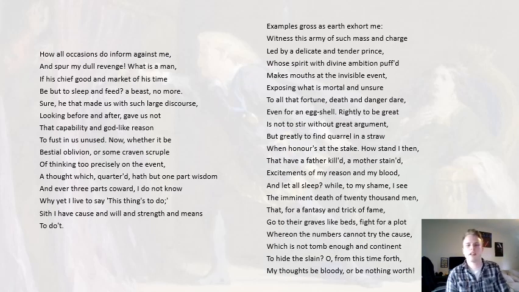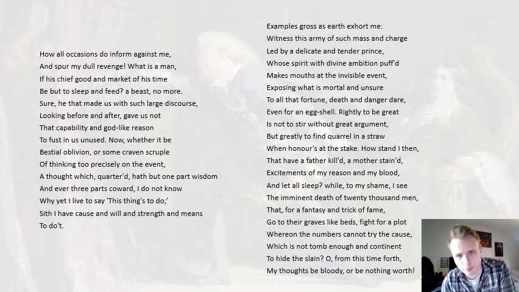And he goes into that kind of more philosophical mode. What is a man if his chief good and market of his time be but to sleep and feed, a beast no more? So we've got this kind of rhetorical statement that he goes on to answer. So it's kind of hypophora, I suppose. He's saying, well, what's the purpose of being alive, of being a man, if all we do is sleep and feed? What's the purpose of being alive? And he says, well, there isn't. That if all we're doing is sleeping and feeding, then we are simply beasts, we're nothing else.